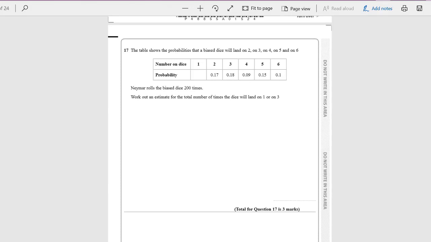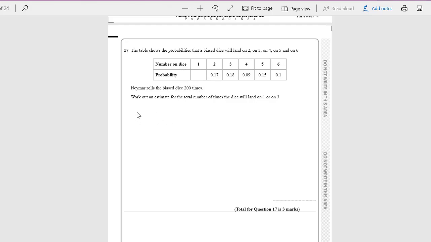Question 17. The table shows the probabilities that a biased dice will land on 2, on 3, on 4, on 5, and on 6. Neymar rolls the biased dice 200 times. Work out an estimate for the total number of the times the dice will land on 1 or 3. Okay, so this one we need to fill in.